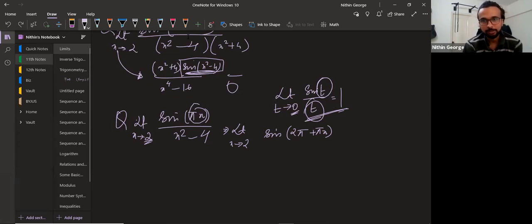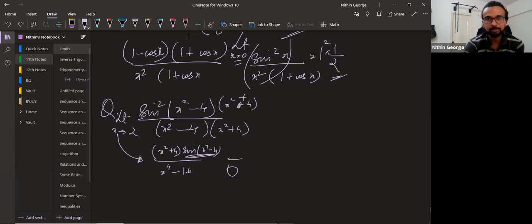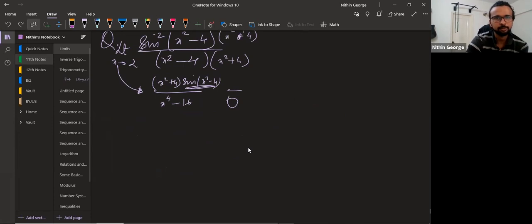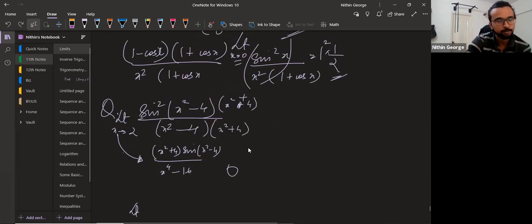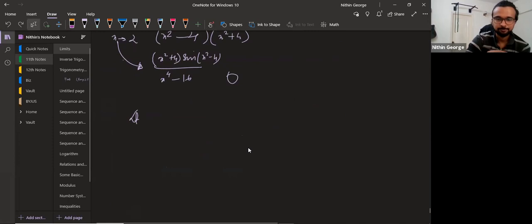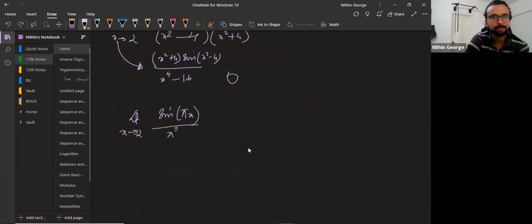So instead of that, I will write this as, oh my God, the question keeps disappearing. Sine of pi x by x square minus 4, limit. Okay, something is wrong with the pen. So much practice, I'll become great at limits.